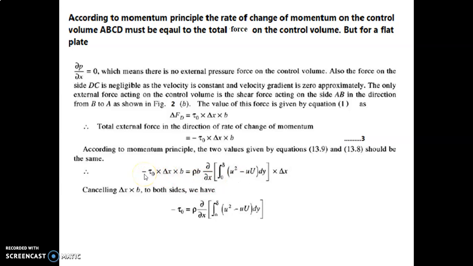According to the momentum principle, minus tau naught del x into b equals rho b, del upon del x, integration of 0 to delta, small u squared minus small u into capital U, dy, into delta x. Cancelling del x into b on both sides, we find the value minus tau naught equals rho into del upon del x, integration of 0 to delta, small u squared minus small u into capital U, dy.